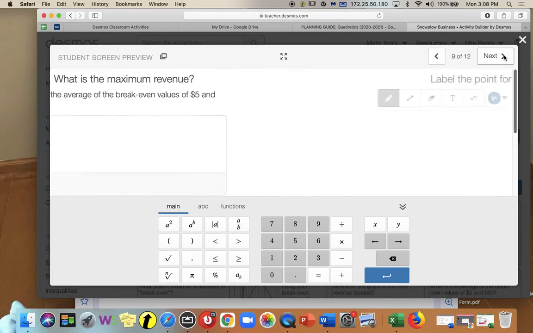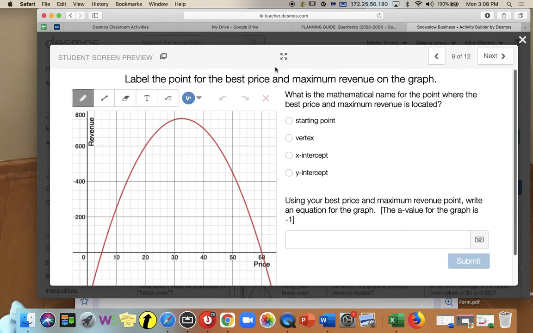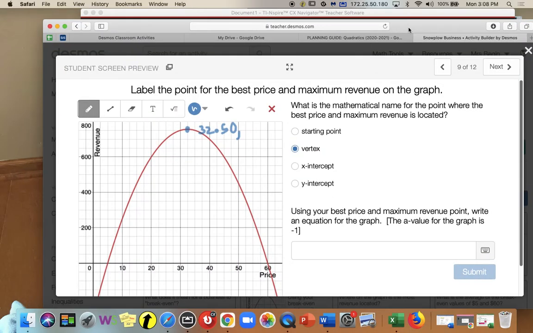Okay, so you can submit and explain. Label the point for the best price and maximum revenue on the graph. And what is that point called? It is the vertex. It is right here. And label it. I probably could use the text tool. So it'd be $32.50 for maximum revenue of $756.25.